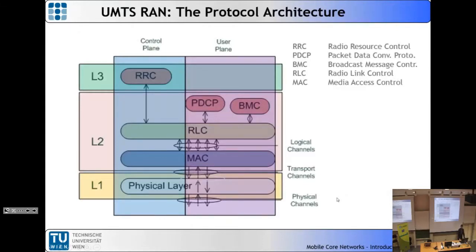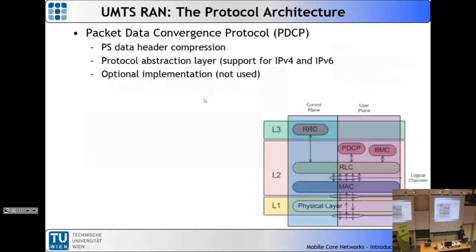How is this done in UMTS? Well, in UMTS we had these two structures. If you remember, we had the control plane in parallel to the user plane, and then we have the radio resource control on the left side, which takes part of the control plane. And on the user plane, we have basically the convergence protocol or a broadcast protocol to transmit information with the RLC. Again, we have these 3 layers.